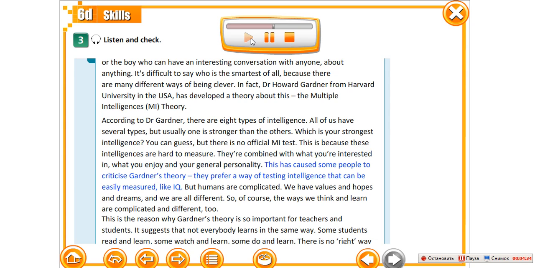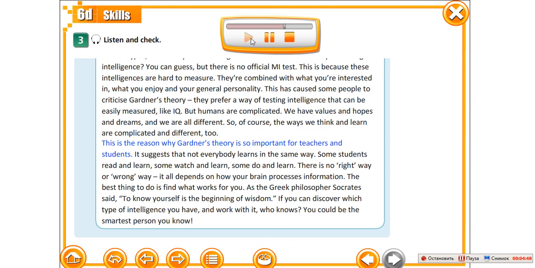This has caused some people to criticize Gardner's theory. They prefer a way of testing intelligence that can be easily measured, like IQ. But humans are complicated. We have values and hopes and dreams, and we are all different. So, of course, the ways we think and learn are complicated and different too. This is the reason why Gardner's theory is so important for teachers and students. It suggests that not everybody learns in the same way.